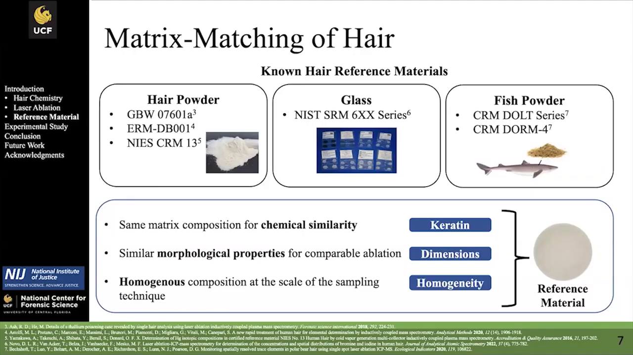So for matrix matching, we want a material that's going to have the same chemical composition and physical composition of our matrix. So in doing so, we're developing a material that has a similar matrix composition for chemical similarity, which is going to be composed of keratin. And that is what our material is composed of. And then we also are going to have similar morphological properties for comparable ablation. And this is important. We're going to look at this in our dimensions and our thickness and mass density. And then we also want a sample that is homogeneous at the scale of the sampling technique. So we're also going to examine the homogeneity as well.